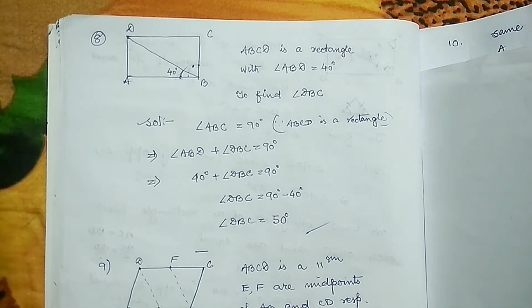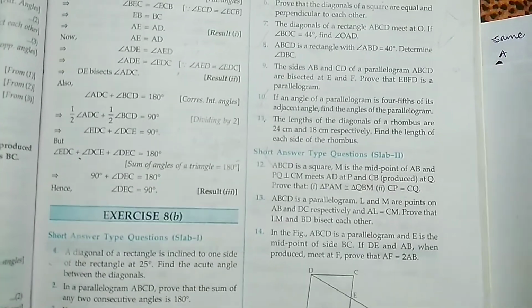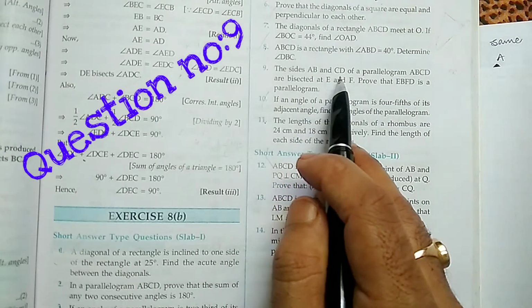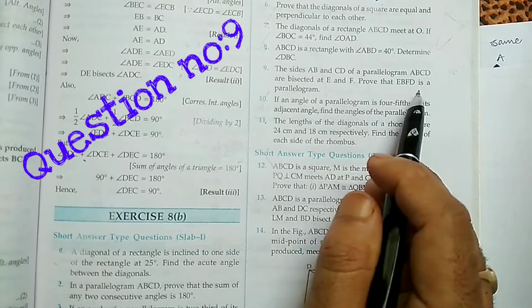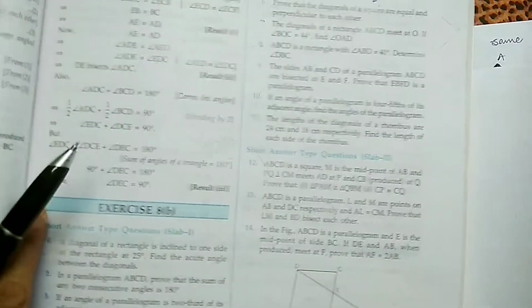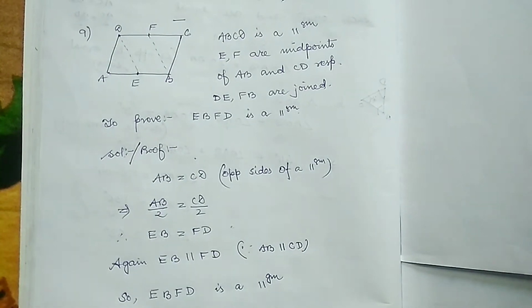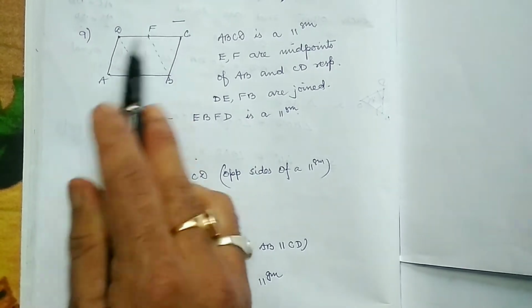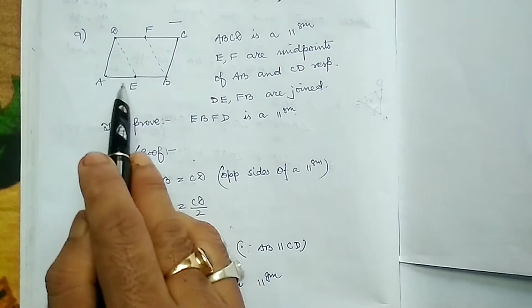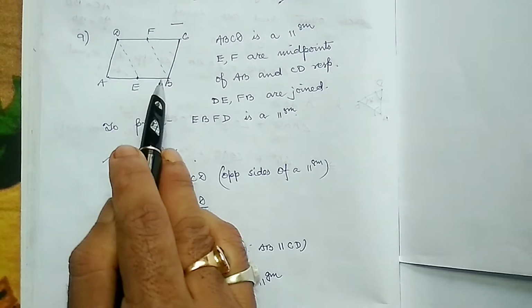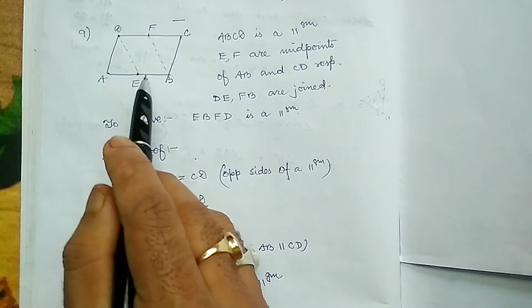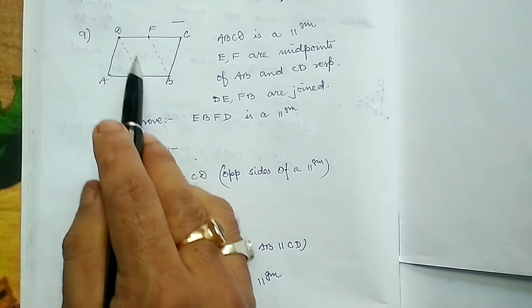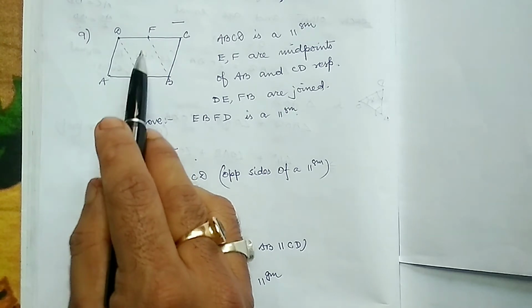Let me discuss the next sum, that is question number 9. The sides AB and CD of a parallelogram ABCD are bisected at E and F, and we have to prove that EBFD is a parallelogram. Now just see, then the question will be clear. Here it is given that ABCD is a parallelogram. E and F are the midpoints of AB and CD. E is the midpoint of AB, F is the midpoint of CD, and we have to prove EBFD is a parallelogram. This one we have to prove.